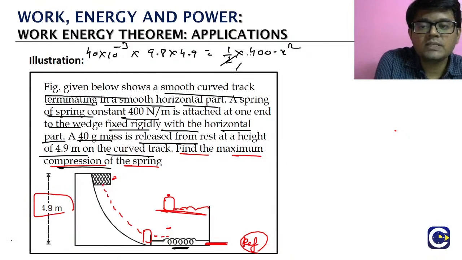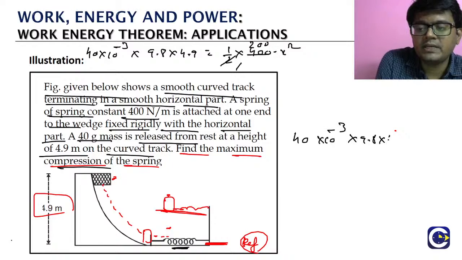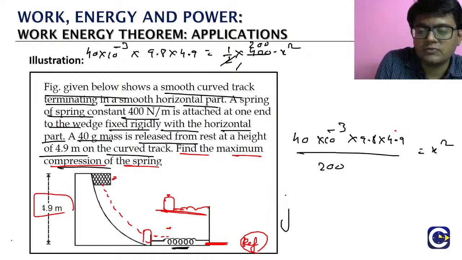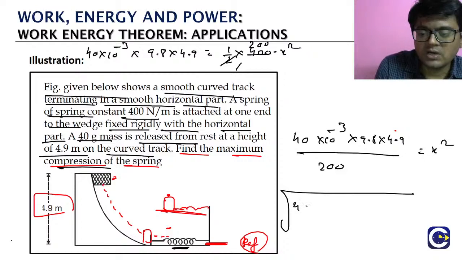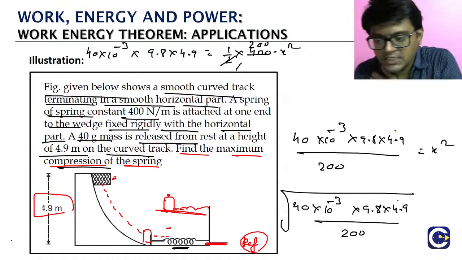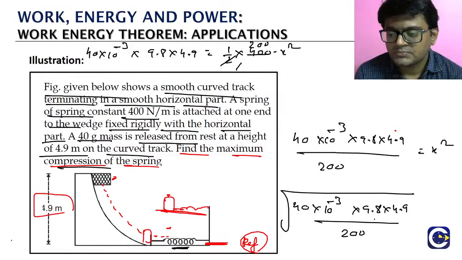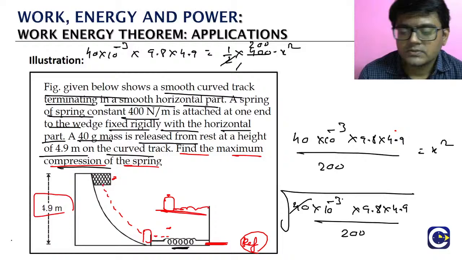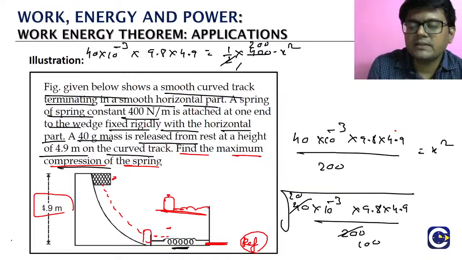2 ones are 2, 200s are... So we can take the 200 to the left side. So 40 into 10 power minus 3 into 9.8 into 4.9 by 200, that is x square. What we need is x, which means the root of that: root of 40 into 10 power minus 3 into 9.8 into 4.9 by 200. Look here, now we can take some things common. We can just divide this by 2. So 20 2s are 40 and 200s are 200, okay.